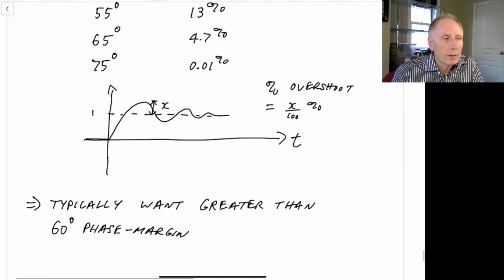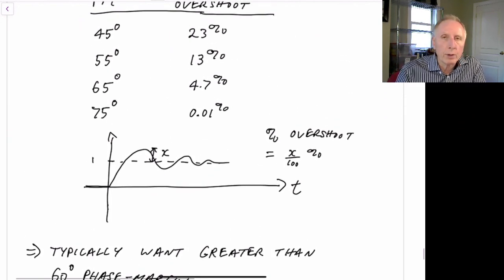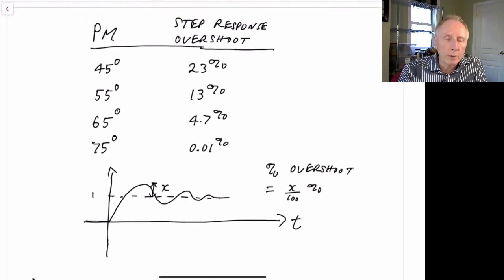That ends this section. And we'll carry on in the next section looking at how to compensate and how to get a phase margin that we'd like to get. So given a system that is unstable, how can we modify it to make it stable with a given phase margin.